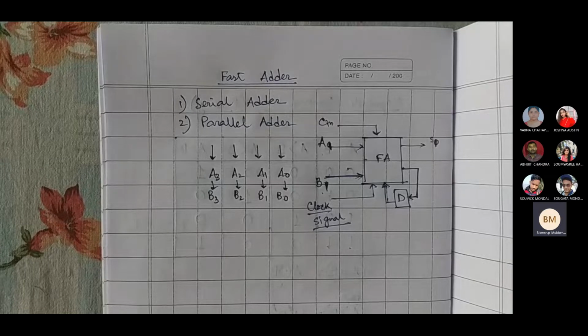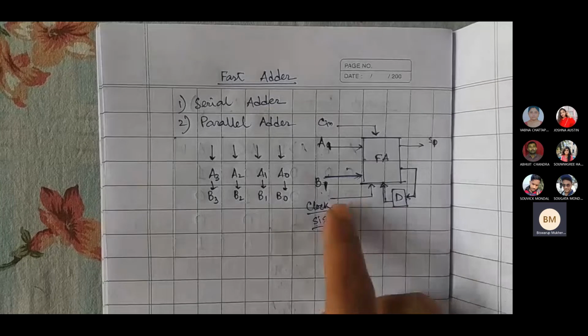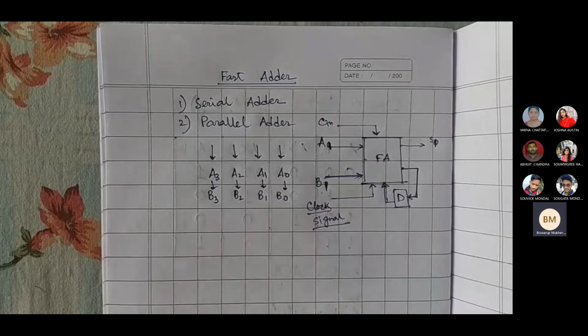We'll be discussing what the delay circuit is and what the clock signal is further, whenever we discuss sequential circuits. Right now, make sure that we require some delay circuit to hold the previous carry output, which is required to be added for the next value. Now let us come to the part of parallel addition.